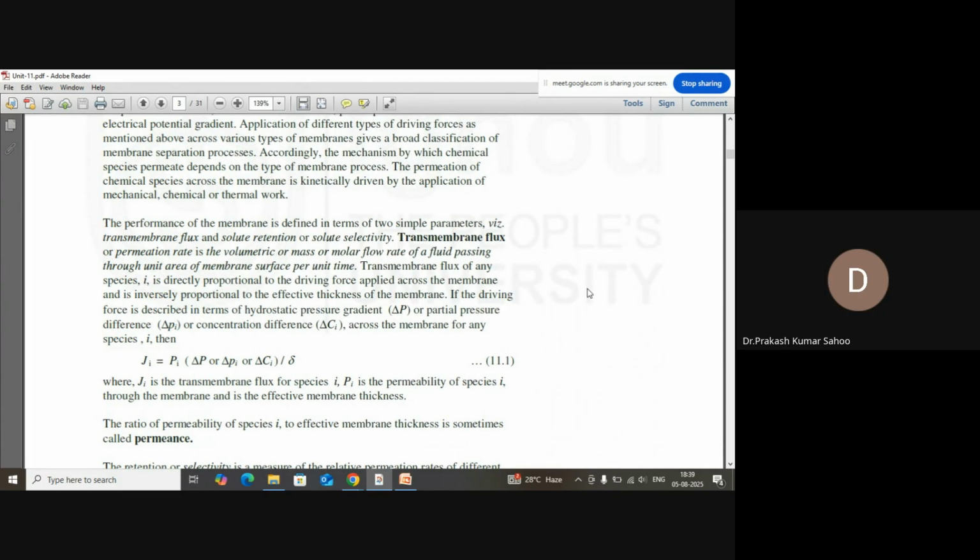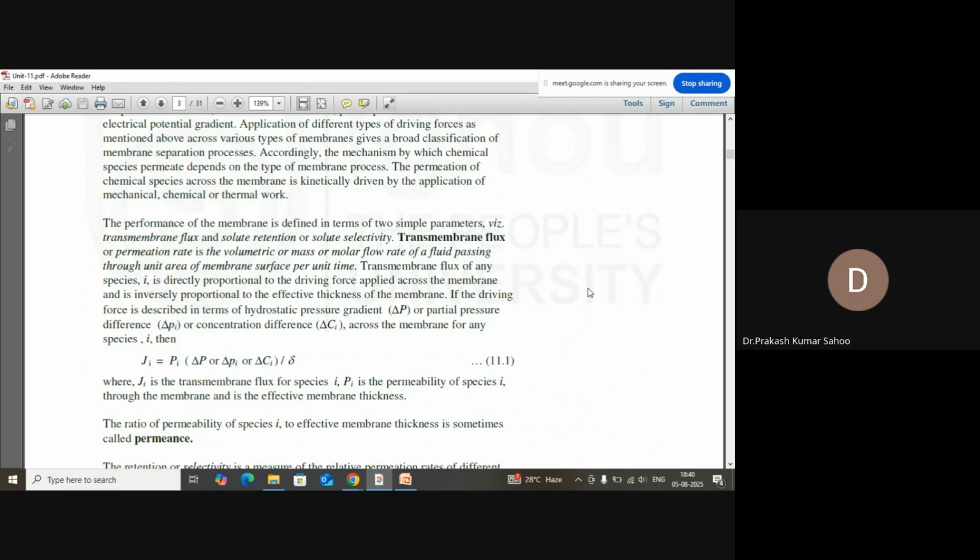The performance of a membrane is defined in terms of two simple parameters, that is your transmembrane flux and solute retention or solute selectivity. Transmembrane flux or permeation rate is the volumetric or mass or molar flow rate of a fluid passing through unit area of membrane surface per unit time. Transmembrane flux of any species is directly proportional to the driving force. So at what force or what pressure you have applied the sample on the membrane for separation, and accordingly your transmembrane flux is calculated.